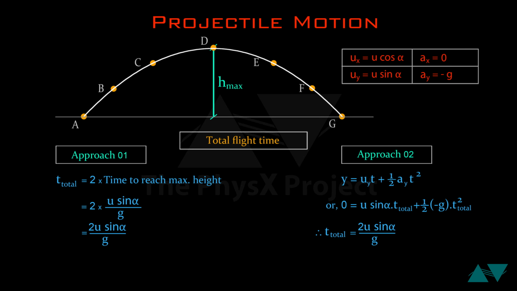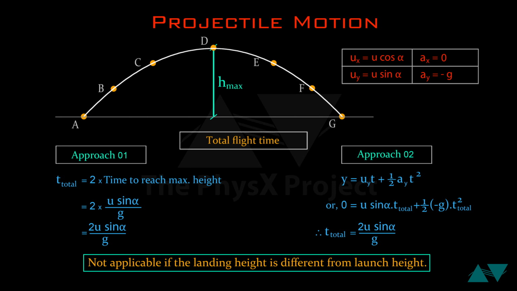It is very important to remember that this equation is not applicable if the landing height is different from the launch height. In those cases, you can use the second approach and use the vertical displacement of the landing point instead of 0. It will work just fine.